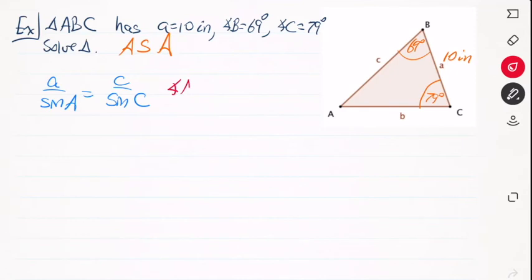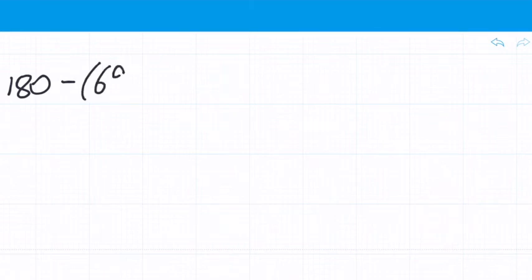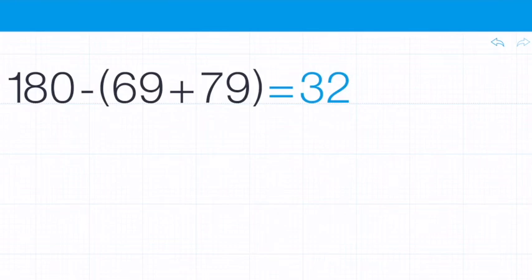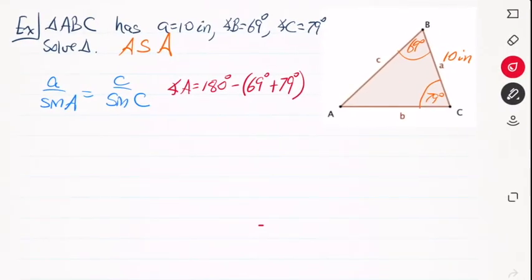So the measure of angle A is equal to 180 degrees minus the sum of the two other angles, 69 and 79. So it's 32 degrees. All right, so the measure of angle A is 32 degrees. And we can put that in our picture. Now this one is an exact answer. It's not a rounded answer, so I'm not going to put the little approximate sign.